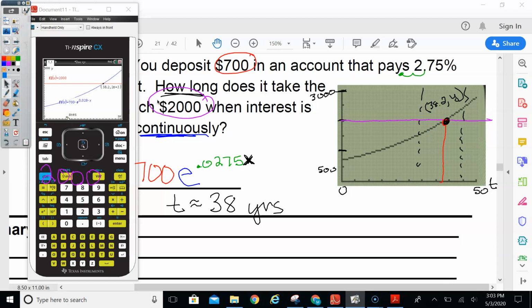Okay, so those are our 4 models. It's up to you to decide which one to use in the situation and then actually plug in the numbers. So we'll talk about the E number next time.